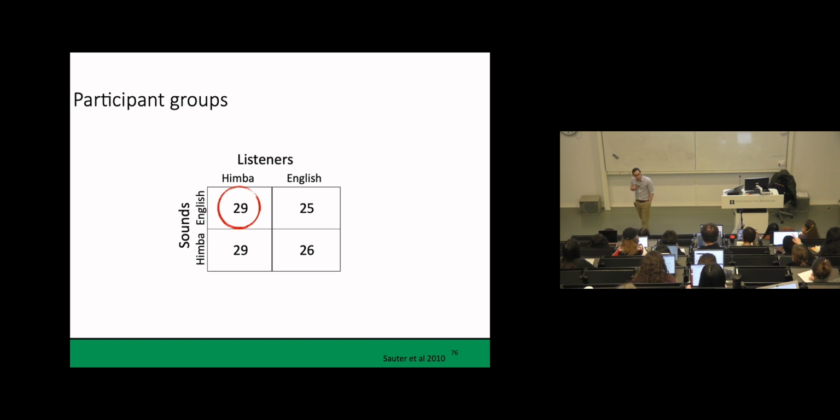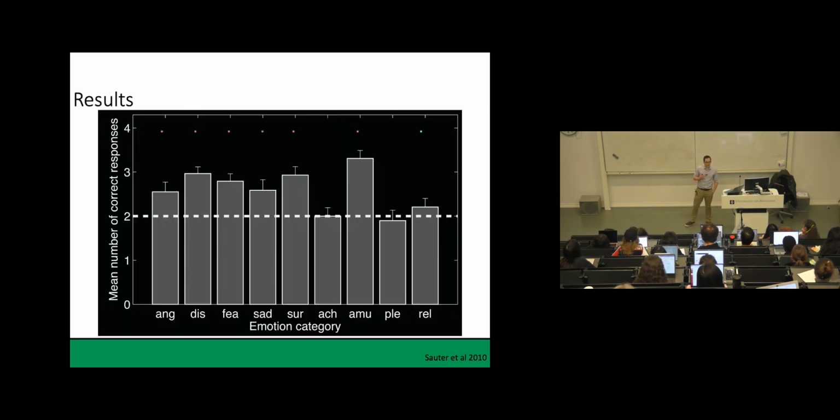Yeah? So what were the numbers then? Say that again? What's the 29, 25? That's a good question. Those are the sample sizes. Sorry, that's incredibly unclear. And here's what you found.